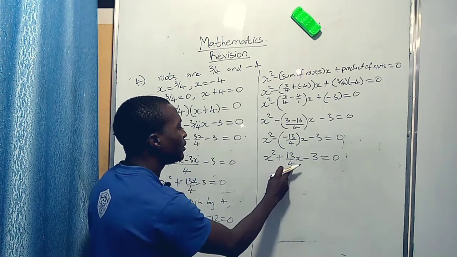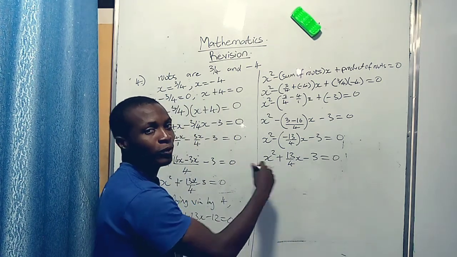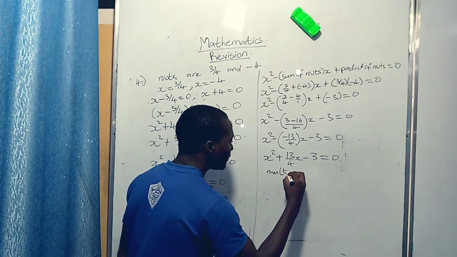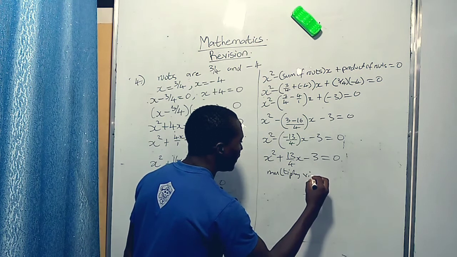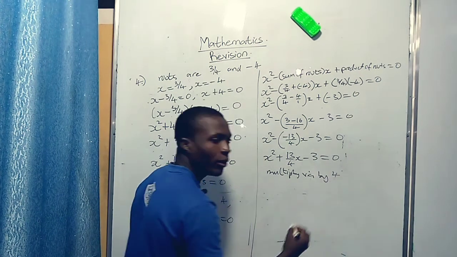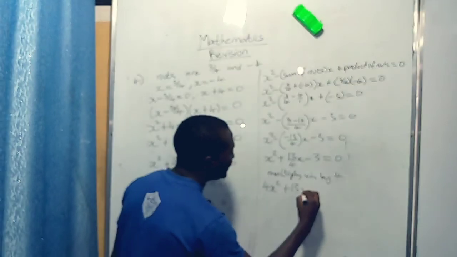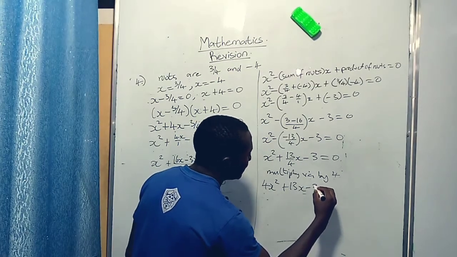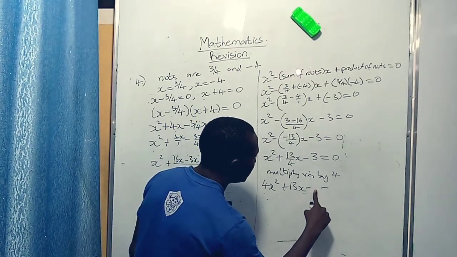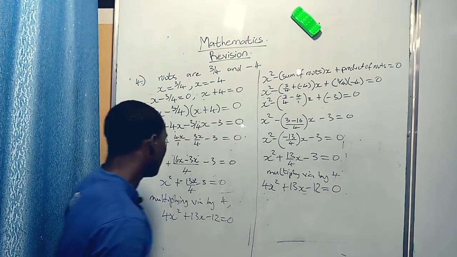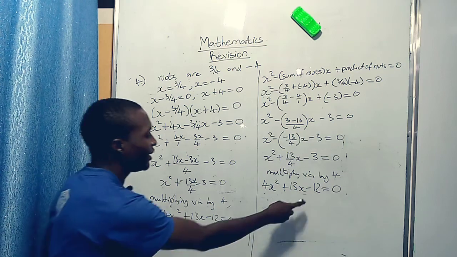So to take away this denominator, as I don't want a fraction anymore, I will have to multiply through by 4. So multiplying here by 4, I'm going to have 4x squared plus 13x minus 12, because 4 times 3 gives me 12, equal to 0. So clearly you can see the equation I have here.